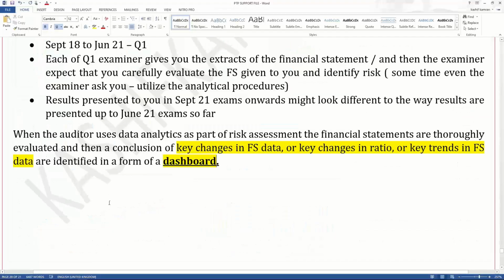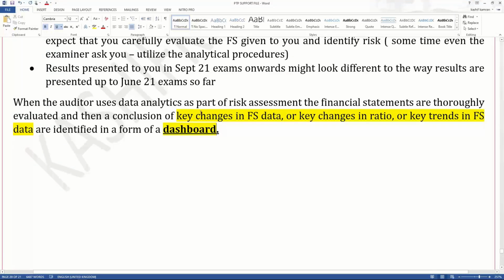So when the auditor uses data analytics as part of risk assessment, the financial statements are thoroughly evaluated, and then a conclusion of key changes in data, key changes in ratios, or key trends in the financial statements are identified in the form of a dashboard. Is everyone clear with this? Does everyone know now what a dashboard is and how things are presented in a dashboard?